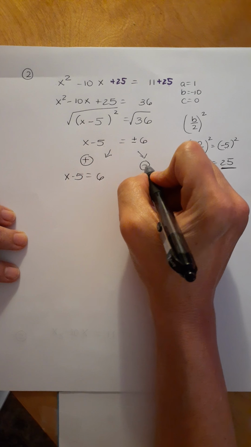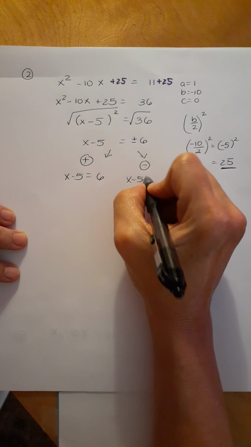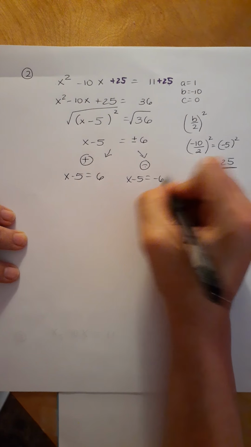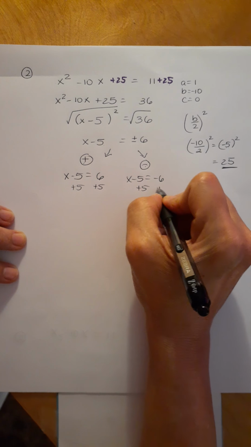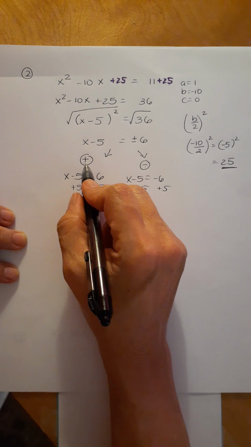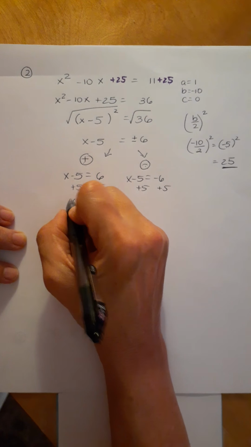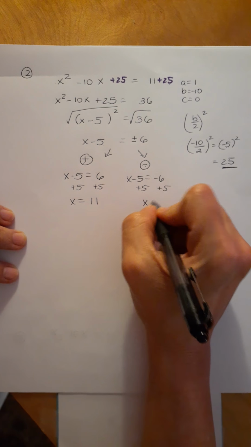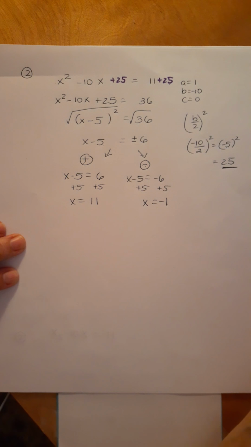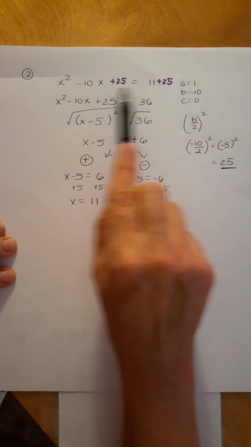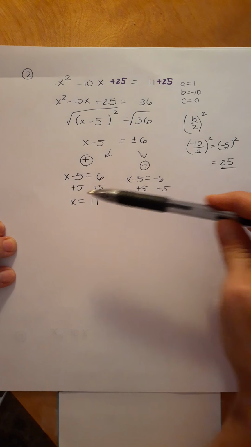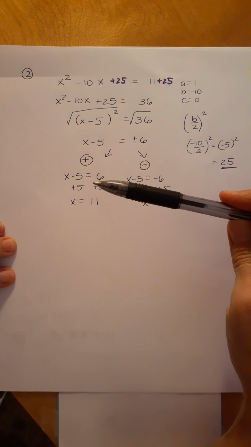So we take a positive and a negative. x minus 5 when my answer is a negative answer. Okay, and I add 5 to both sides. I add 5 to this side too, but my answer is a little different because this is the positive and that's the negative. x equals 11 and x equals negative 1. And that is how you complete the square in order to find out what your x's can possibly be.